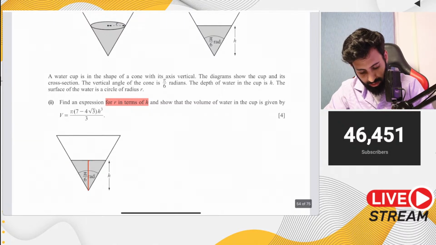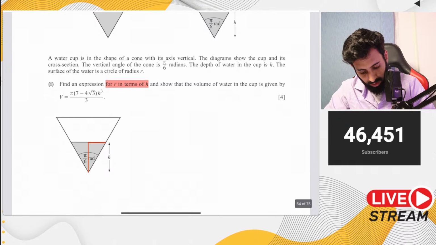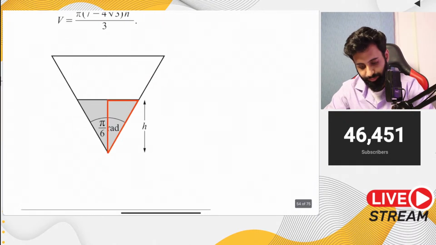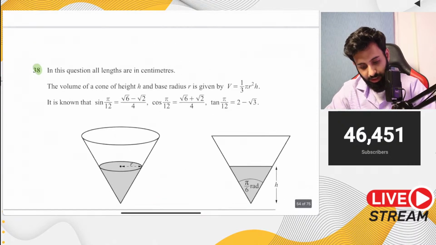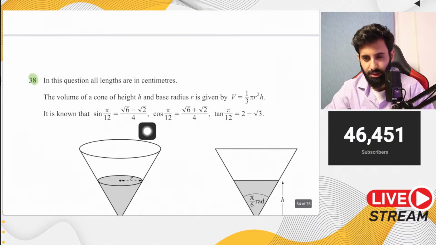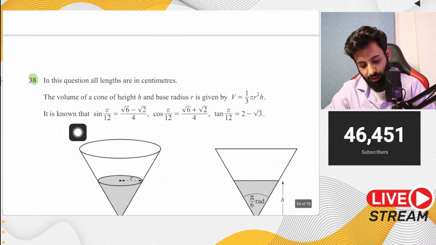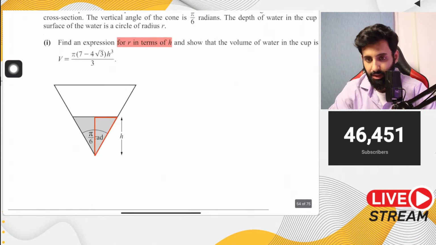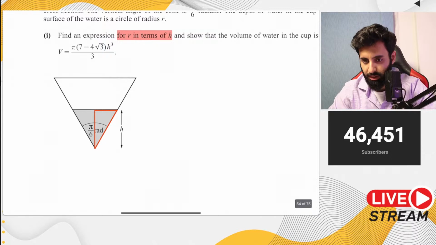Now you should learn to connect the dots on your own. Notice that the angle that's given is pi upon 6. All right. The angle that's given to us is pi upon 6. And the sine, cos, and tan that we're given are of pi upon 12. So what exactly is going on over here? How come we have pi upon 12, pi upon 12, pi upon 12 over here, and here we have pi upon 6? It's worth thinking about, isn't it?